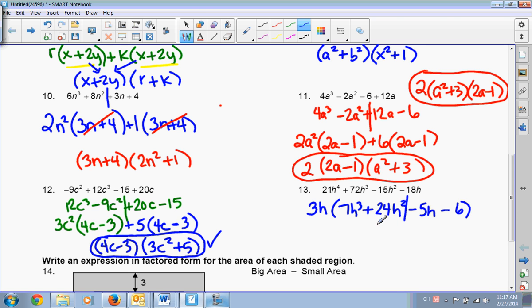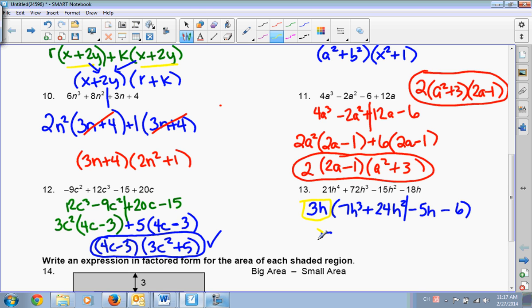Split. What does the 7h cubed and the 24h squared have in common? Okay, so for right now, just leave the GCF that we pulled out. Leave that alone for now, okay? We're going to come back to that at the end. Okay, what do just these two terms have in common? 7? No, not a 7, right? 1. Okay, just an h.